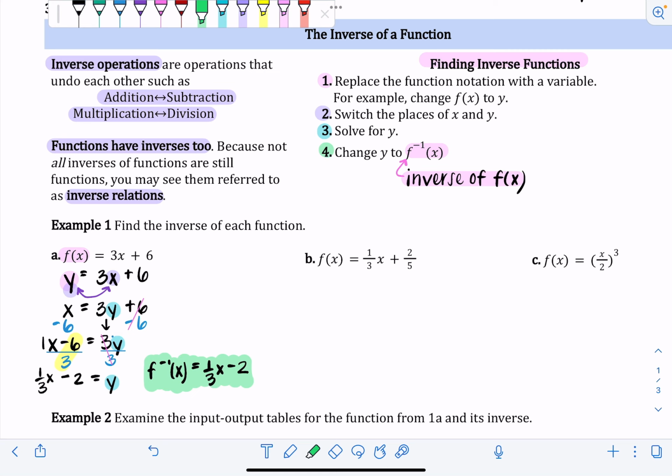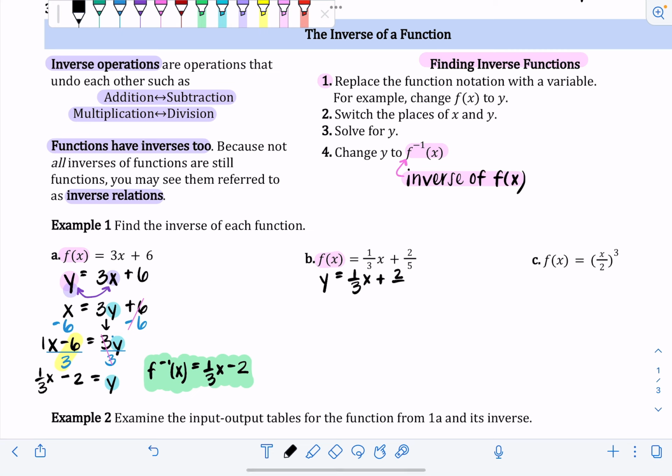Okay, and then for the similar problem, just with different numbers, I'm going to go through those steps again. So step 1, for the function, it's f of x equals 1/3 x plus 2/5. Step 1 says replace f of x with y. So f of x is right here. I'm going to take it out and put a y there instead. That equals, everything else stays the same, so 1/3 x plus 2/5.